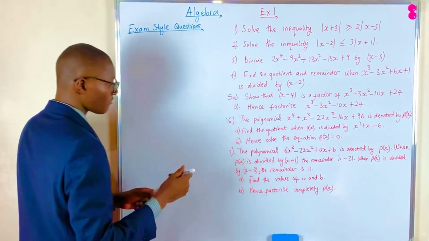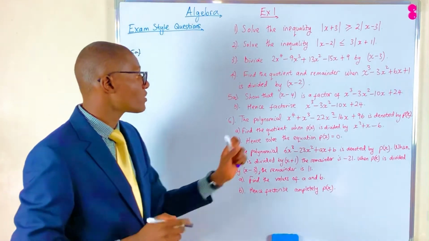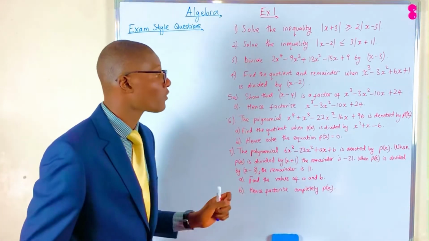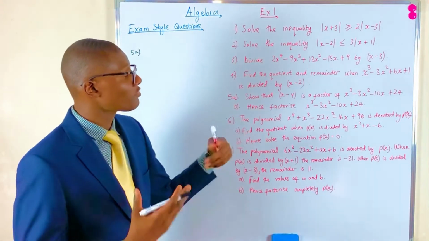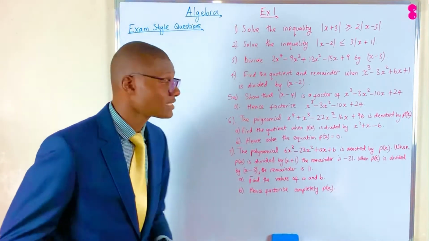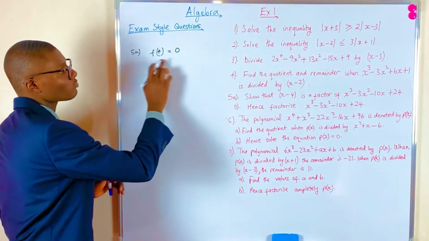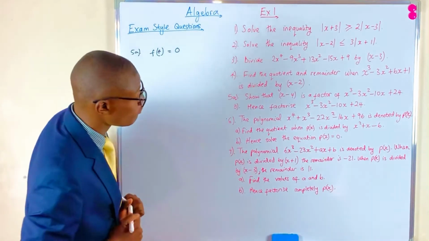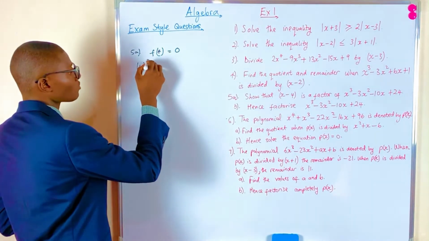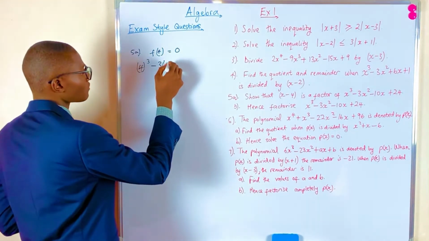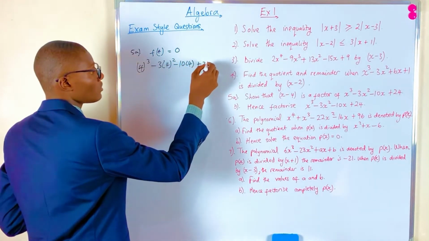Okay, so now for number 5, first part, it says show that x minus 4 is a factor of x to the power of 3 minus 3x squared minus 10x plus 24. So from the factor theorem, if x minus 4 is a factor, then f of 4 should be equal to 0. So we simply need to prove this condition, that f of 4 is equal to 0. So we're saying 4 to the power of 3 minus 3 times 4 squared, then minus 10 times 4, then plus 24.